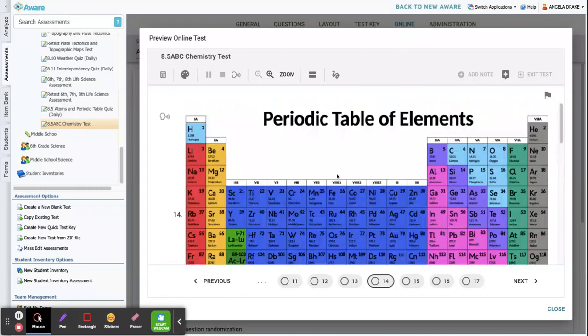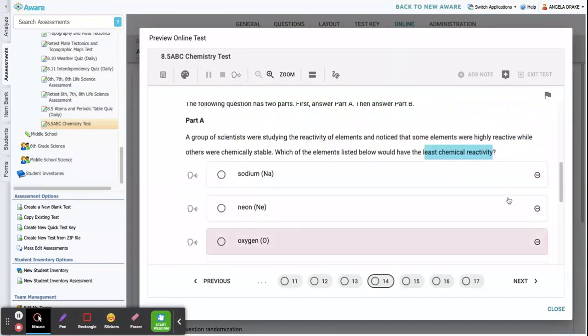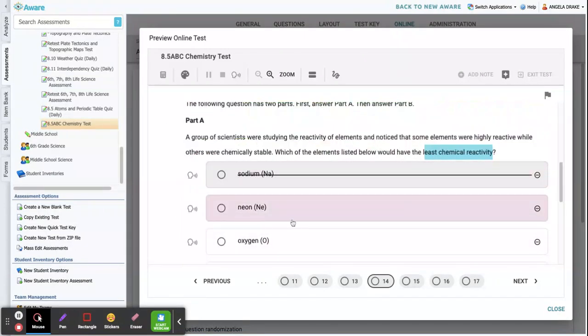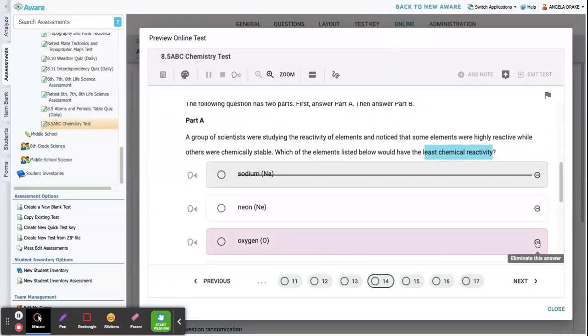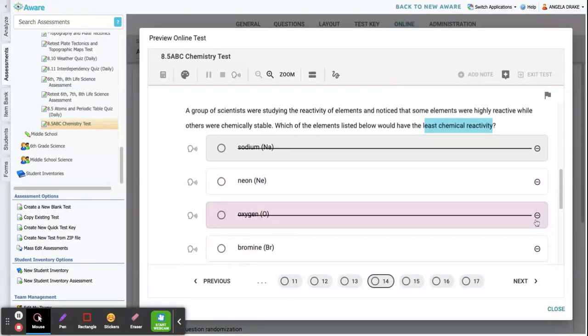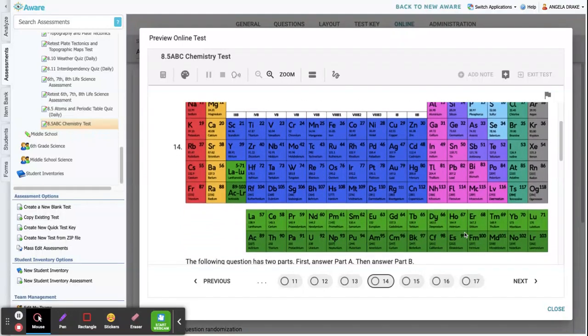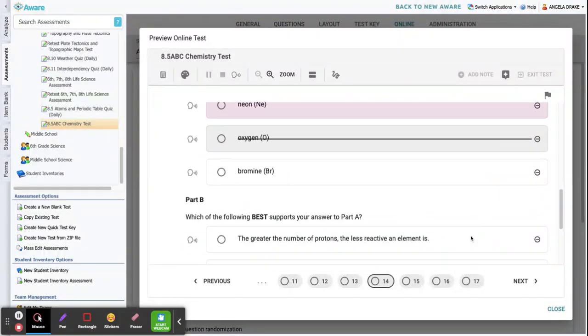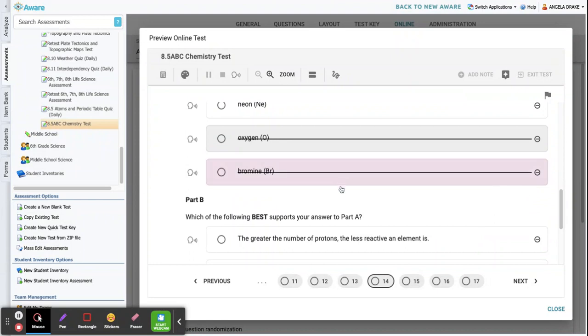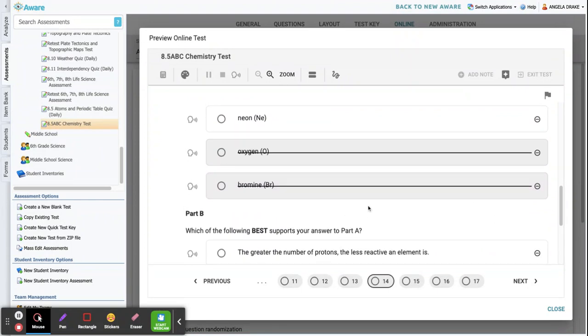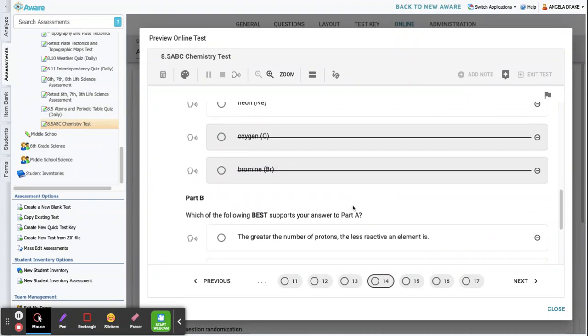So sodium is in group 1, so that is very reactive. Neon is in 18. Oxygen is in 16. And bromine is in, where is it? I know I'm missing it. 17. So that's very reactive too. So my answer to that one should have been neon. It was also your warm-up question, so hopefully you didn't miss that.